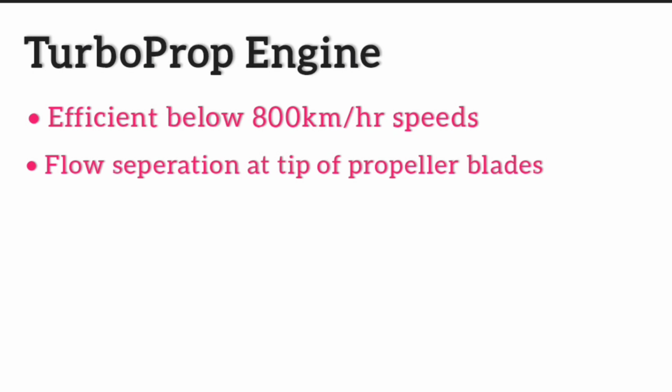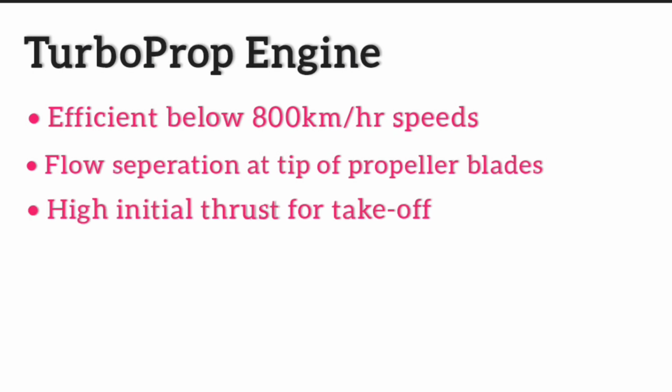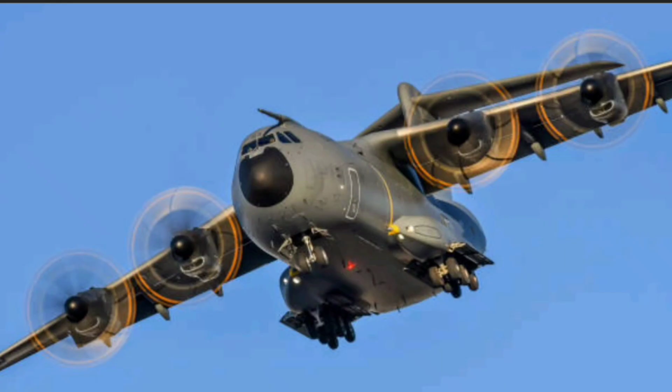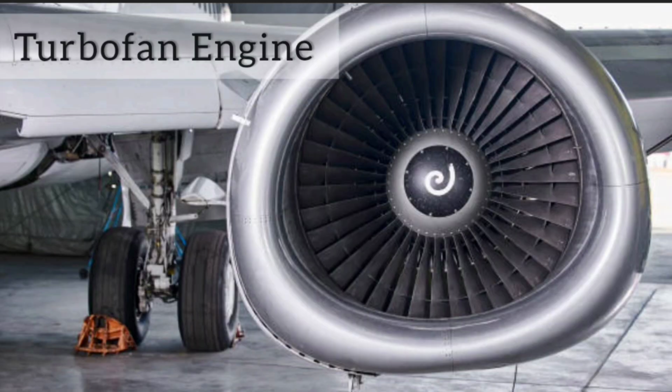But the advantage of turboprop over the turbojet engine is they can provide high initial thrust during takeoff and they can provide better fuel economy. These engines were mostly used in commercial and military aircrafts where high initial thrust is required to lift these heavy aircrafts. Then comes the most widely used aircraft engine in this era, the turbofan engine.